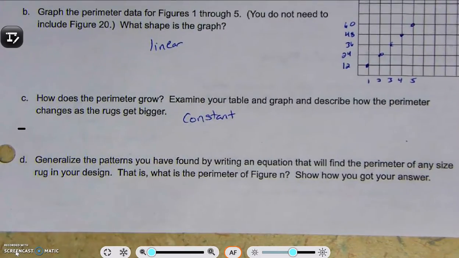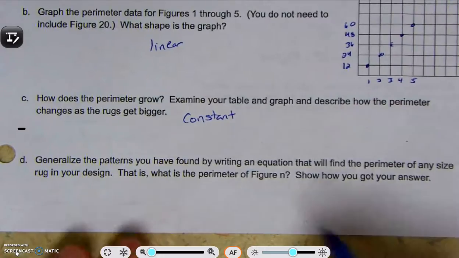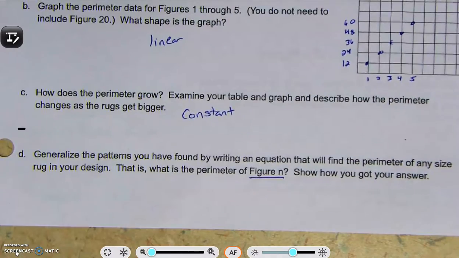So then if we look at D, generalize the patterns you have found by writing an equation that will find the perimeter of any size rug in your design. That is, what is the perimeter of figure N? So figure N just means any number figure. So that's going to be something that's important later on.